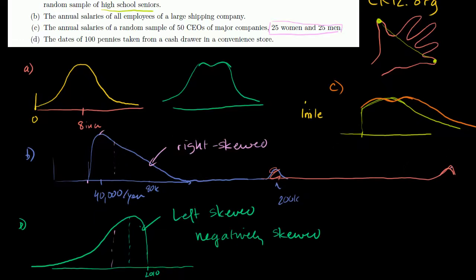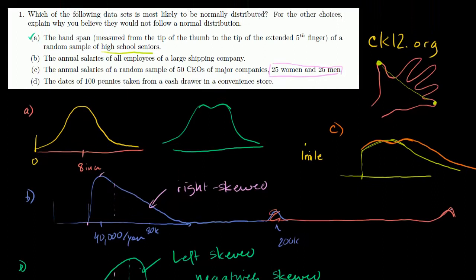So to answer the question, these are my feelings about all of them, but I would say, for the other choices, explain why you believe they would not follow. Well, they said which of the following data sets is most likely to be normally distributed. Well, I would say choice A, but it's really a matter of opinion, at least in this question.